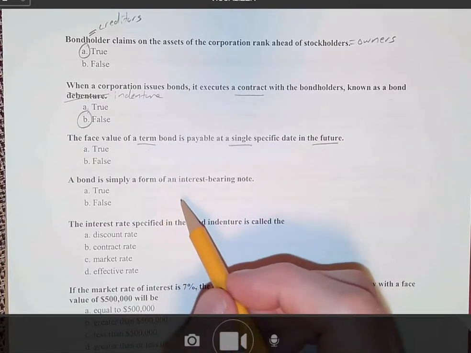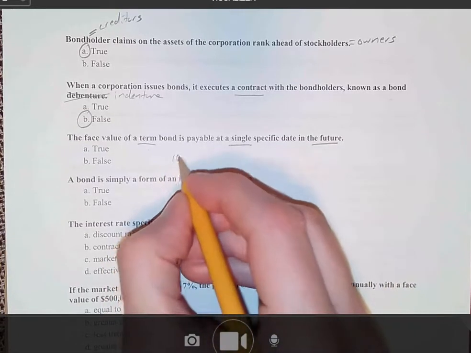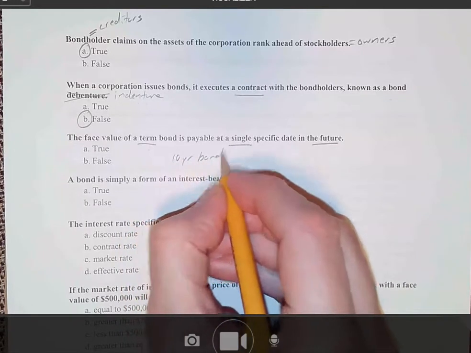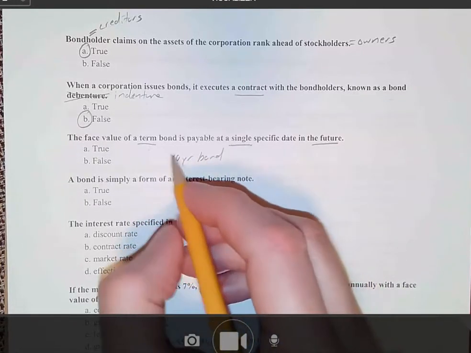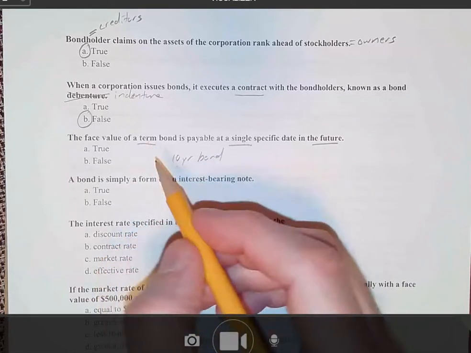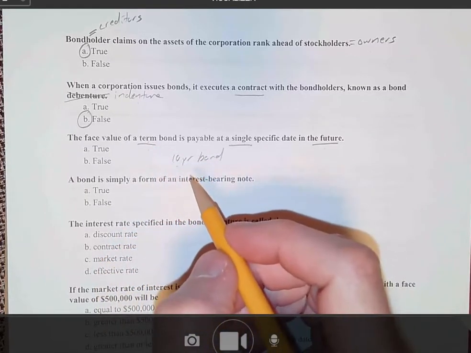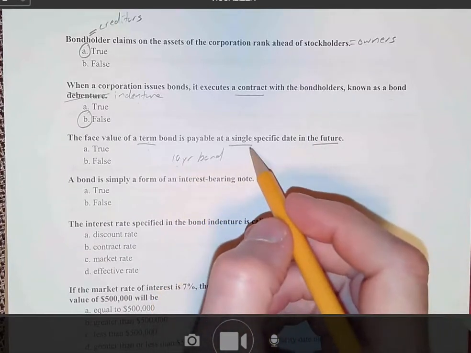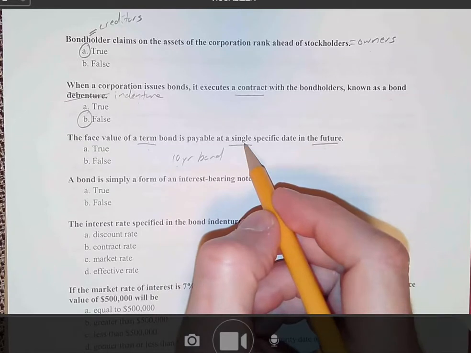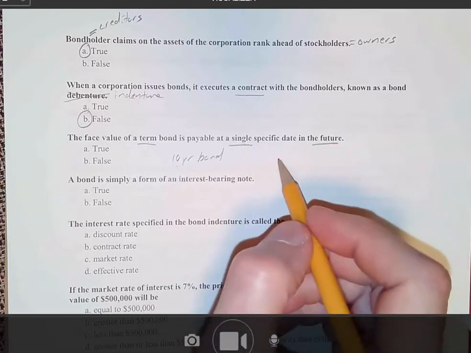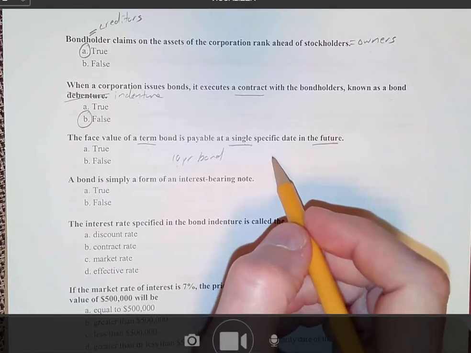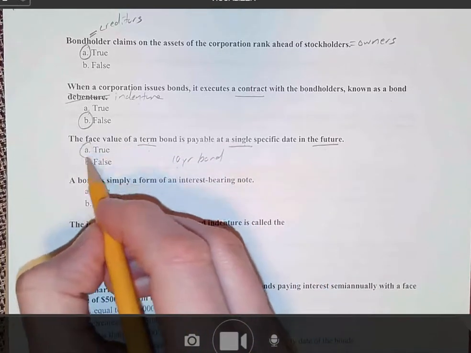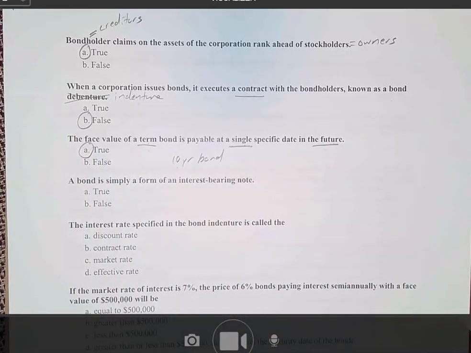So let's say that we have a 10-year bond. Well, 10 years is the term of the bond, and the bondholder is going to collect interest, usually every 6 months, but at the end of the 10 years, which will be in the future, they're going to get a single payment to pay back what they invested in the bond in the first place. So this is a true statement.